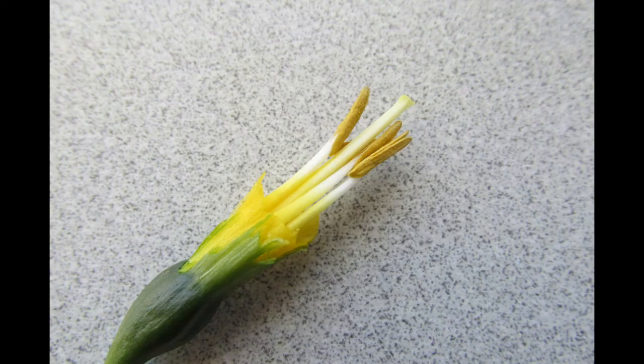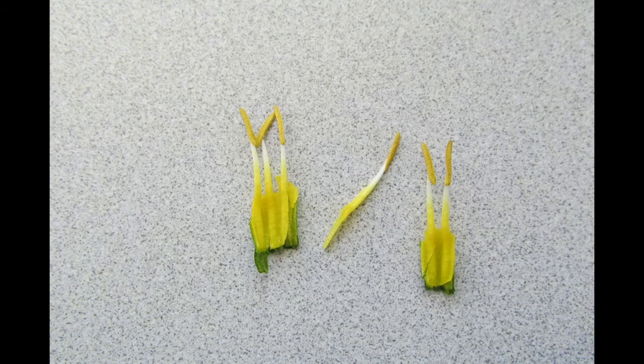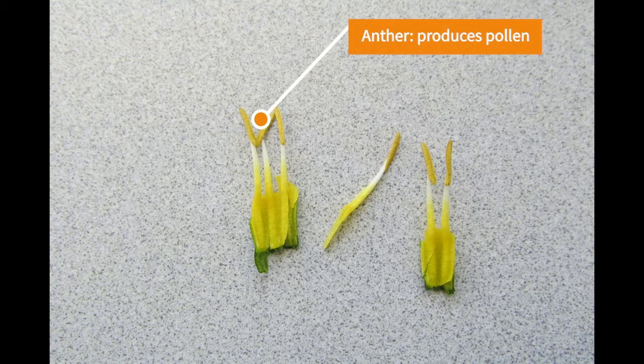The next set of parts are the male reproductive parts. Together, these are called the stamen. The stamen produce pollen grains. The stamen consists of a filament and an anther. The filament is the yellow and white straight pieces that you see here. The filament supports the anther. The anther forms pollen grains. It is that golden color piece that looks like a grain of rice.